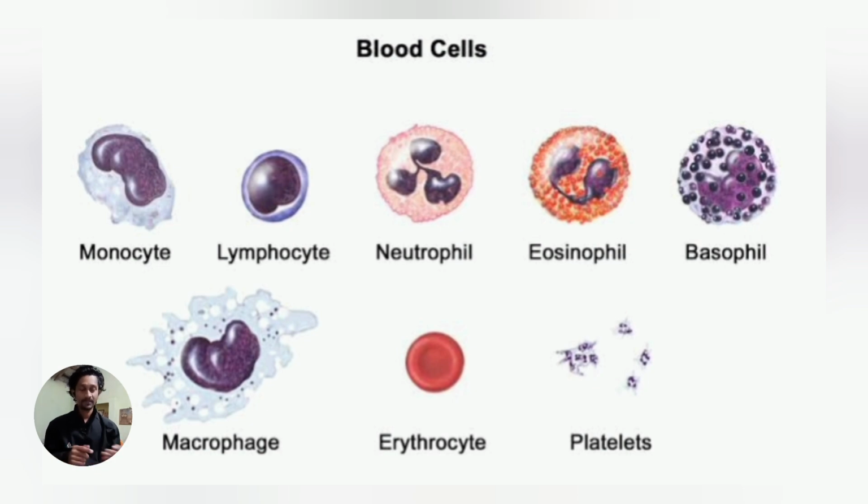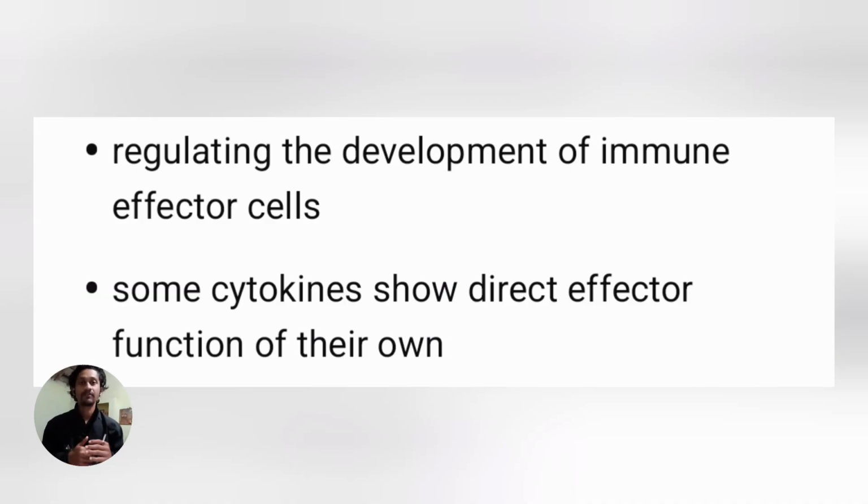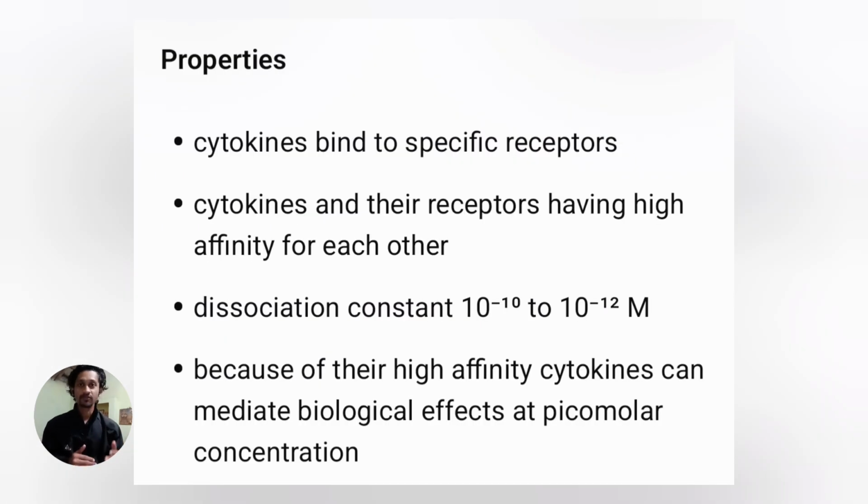Cytokines are secreted by WBCs, particularly T helper cells. Cytokines are regulating the development of effector cells. Sometimes cytokines show direct effector response. Let's continue with properties of cytokines. Cytokines bind to specific receptors.